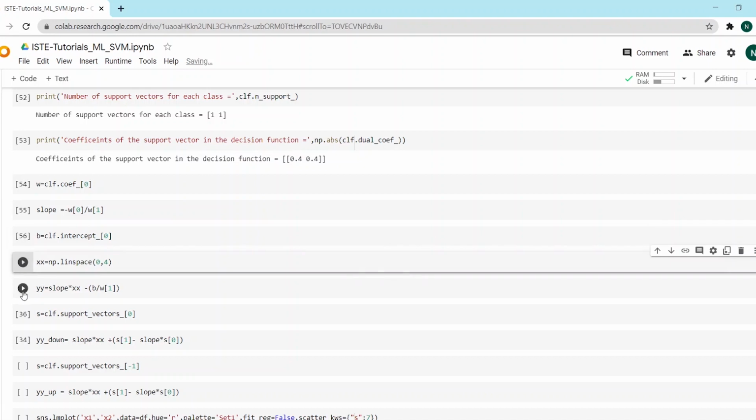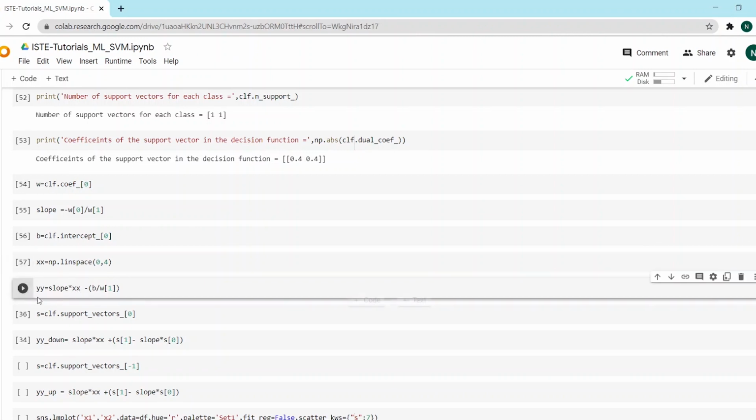Now we'll define yy, that is the hyperplane value. The equation of the hyperplane: if the equation of the line is ax plus by plus c equals 0, then it's obviously going to be y equals minus a by b x plus minus c by b. So we wrote it the same way. y is slope into xx, whatever input we have given, meaning the x values, minus bias by weight 1, right? The intercept divided by the coefficient of y. So we got the y.